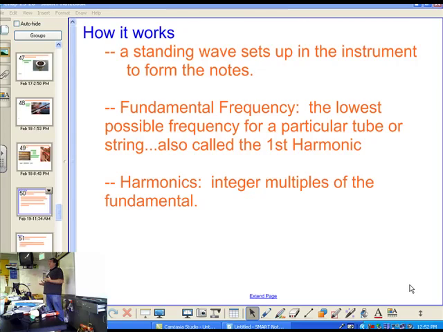All musical instruments work the same way. You're setting up a standing wave, whether it's a standing wave in the string or a standing wave in the tube. But you are forming a standing wave. And the fundamental frequency, which is what you were looking at last time with your straw oboes, is the lowest possible frequency for a particular tube or string. We also call that the first harmonic, which is why we labeled it F1 in your little tables.